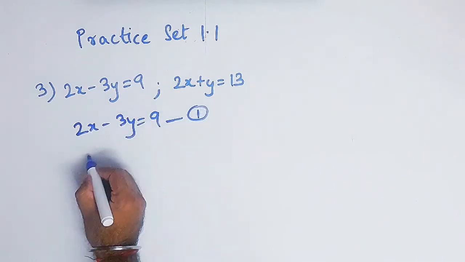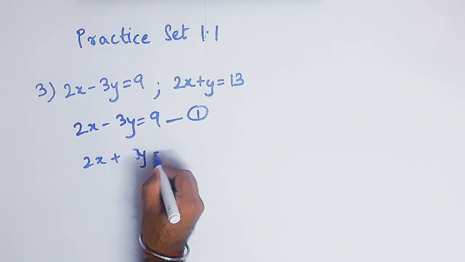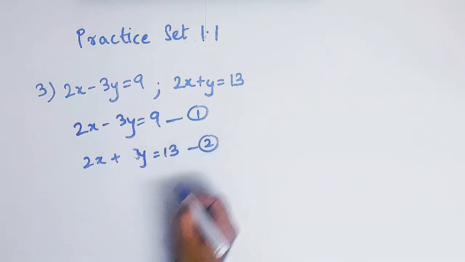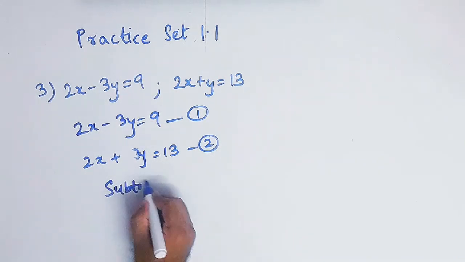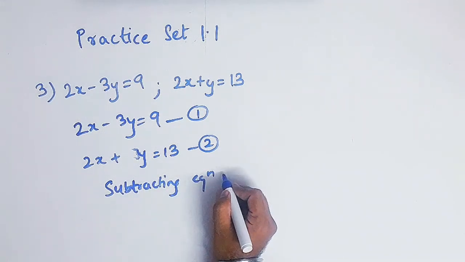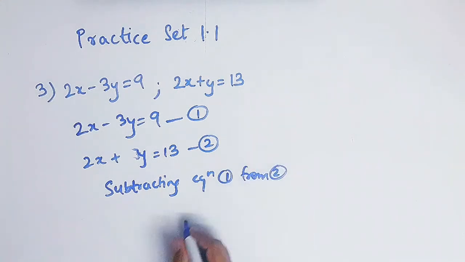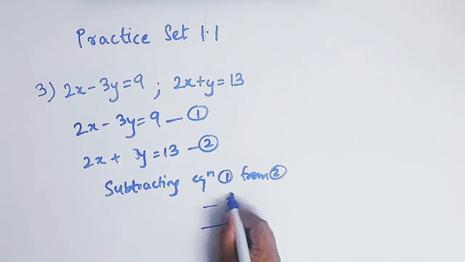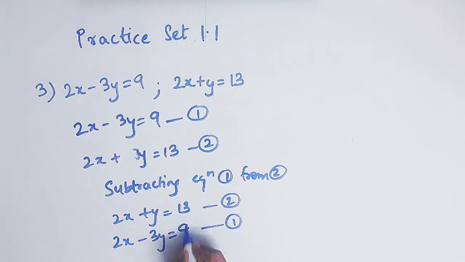try to subtract. Okay, so subtracting equation 1 from 2, 1 below, 2 above: 2x plus y equals 13 and 2x minus 3y equals 9.